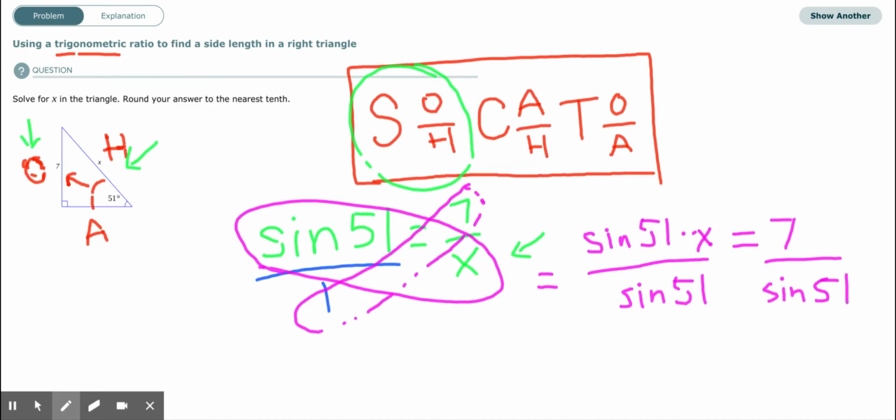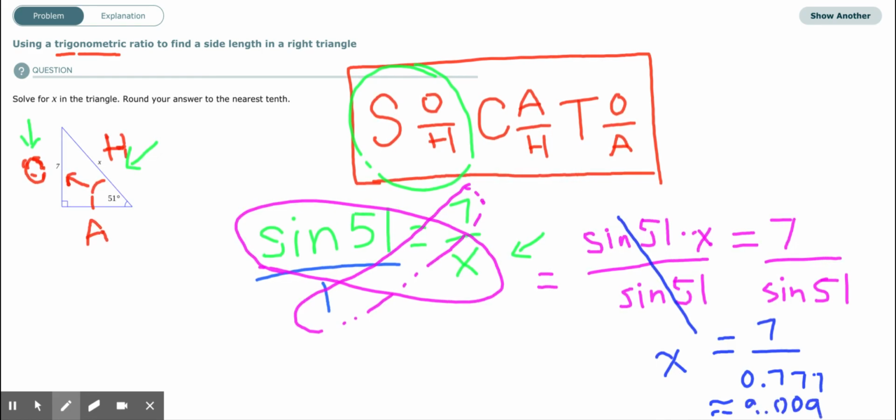So go ahead and do this on your calculator. When I do the sine of 51 on my calculator, I get roughly 0.777. So it's going to be 7 divided by 0.777. And let's go ahead and see what happens on the left side. Well, the sine of 51 cancels out, so x is going to be equal to 7 divided by 0.777. And when we do that on our calculators, 7 divided by 0.777, you'll get 9.009.